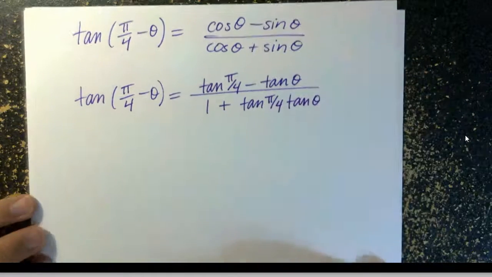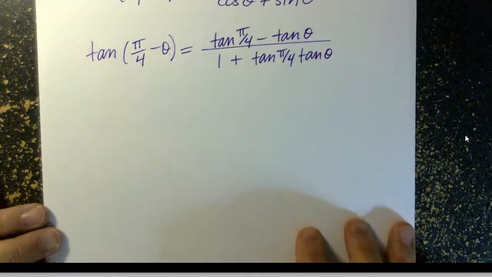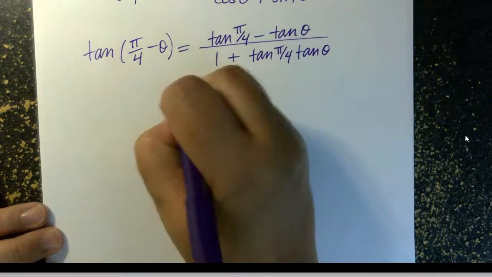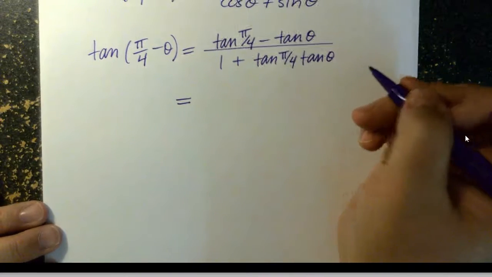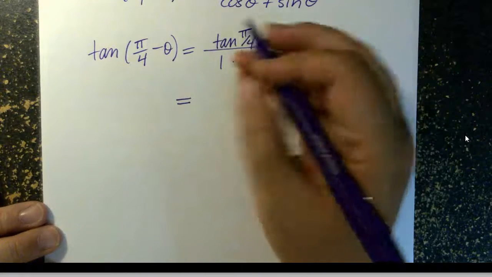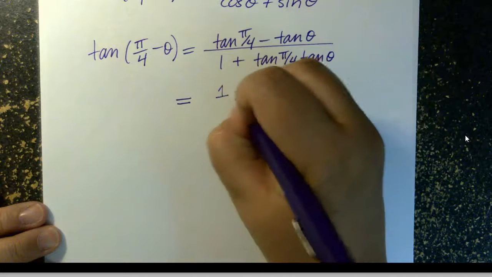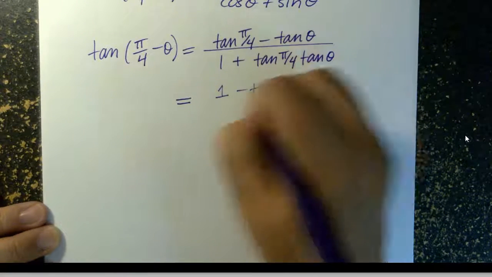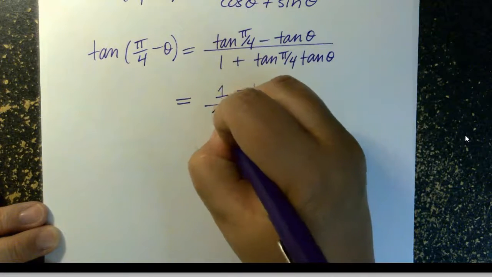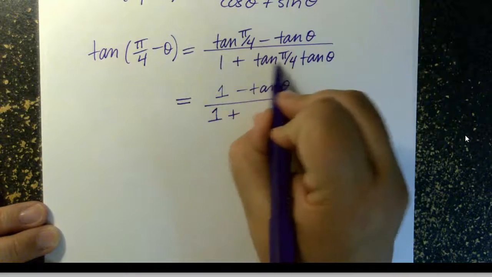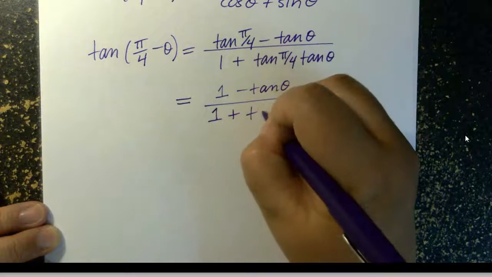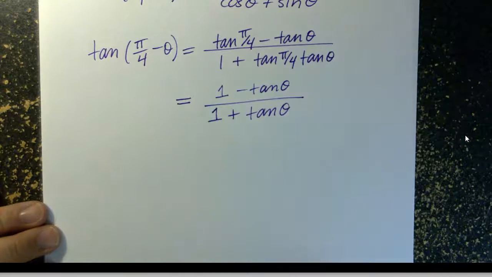Now, what's the tan of pi over 4? Remember that pi over 4 is right in the middle of the first quadrant, where the sine and the cosine are the same number, so when you put one over the other, you get 1. So this is what we have. 1 plus, this is a 1. So that simplifies pretty quickly.